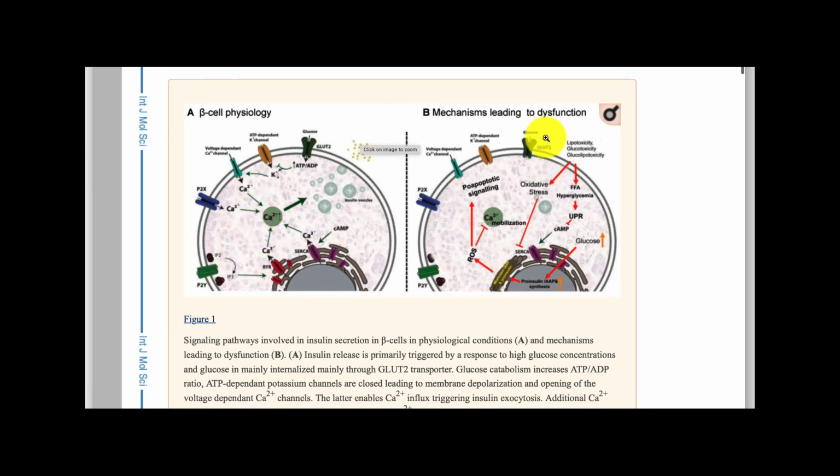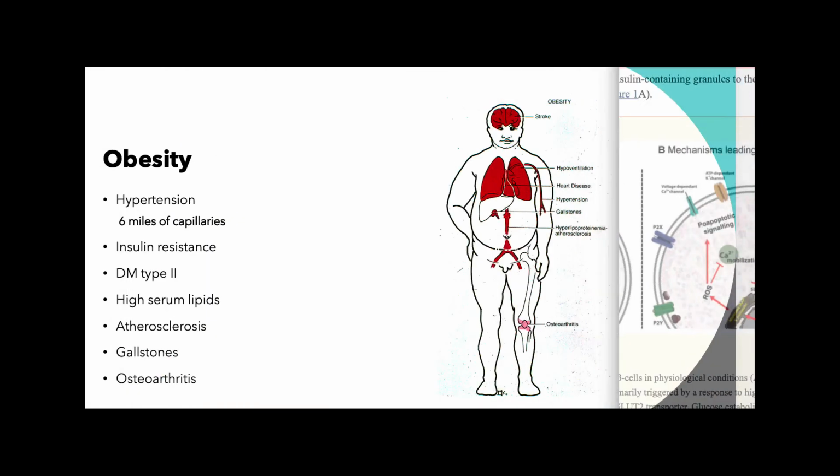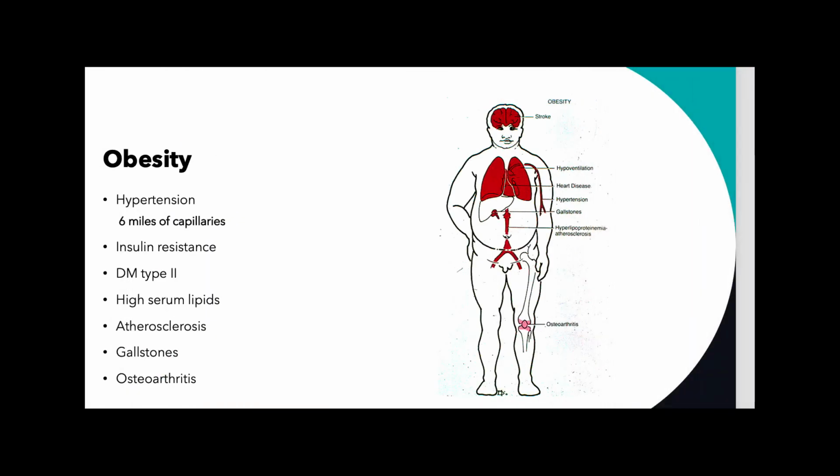But then when we get into beta cell dysfunction, you can see how these red lines indicate changes in the beta cell, and you can see that free radicals are produced, and the free radicals being produced will destroy the beta cell. So that is an example of cellular mechanisms.